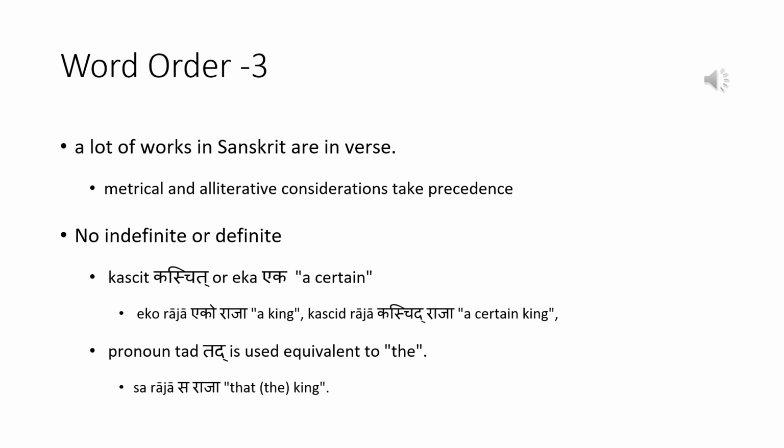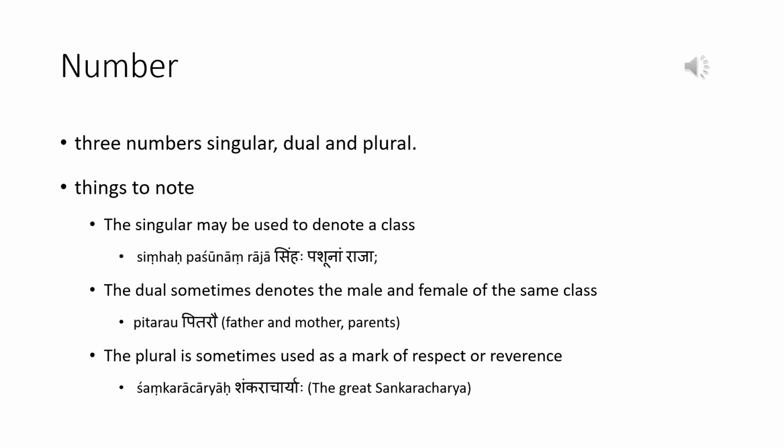There is neither an indefinite nor a definite article in Sanskrit. The words kaschit or eka are used in the sense of a certain, and the pronoun tad is used equivalent to the. As we have said before, Sanskrit has three numbers: singular, dual, and plural. Some of the things to note are given here.